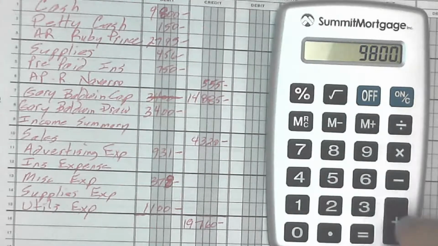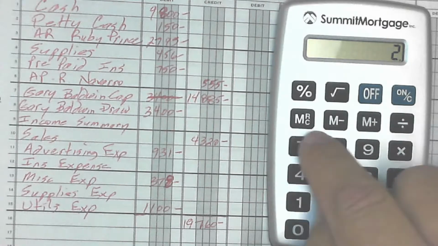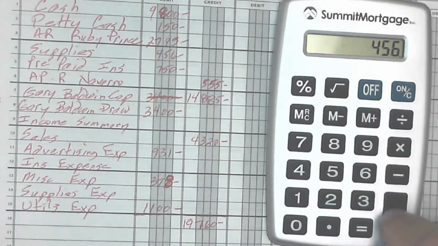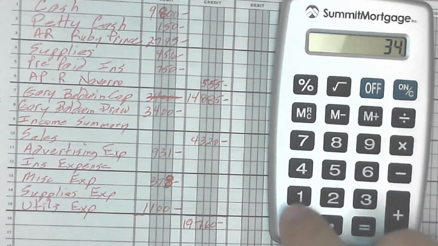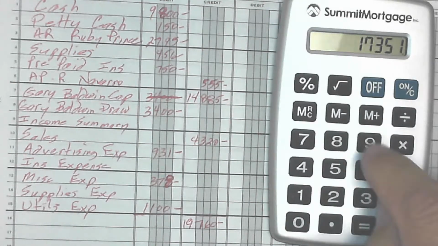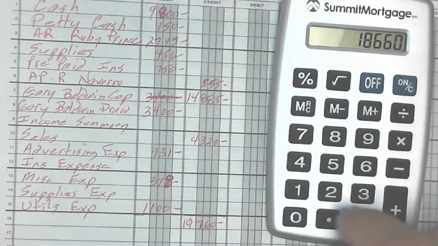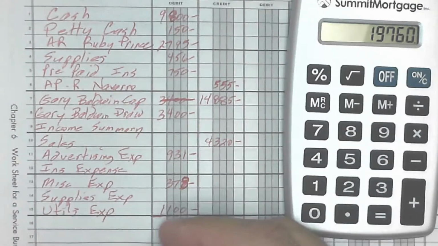So in the accounting world, you want to make sure both numbers add up, but here we know they will, unless we make a mistake keying in the number. $19,760.